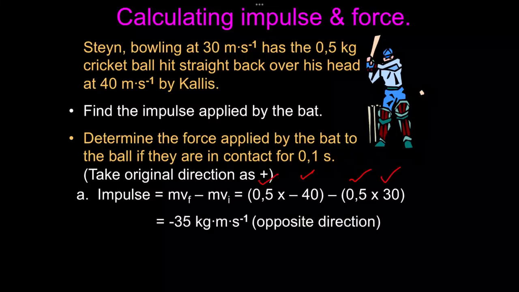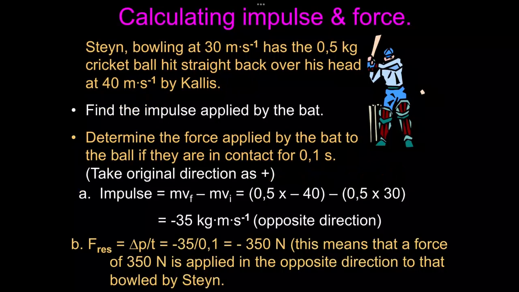Now that we have the impulse, it should be quite easy to calculate the resultant force, because we know that the resultant force is the impulse divided by the change in time. So let's see how that will look. As you can clearly see, the impulse divided by the change in time. So we have minus 35 divided by 0.1, which is minus 350 newtons.